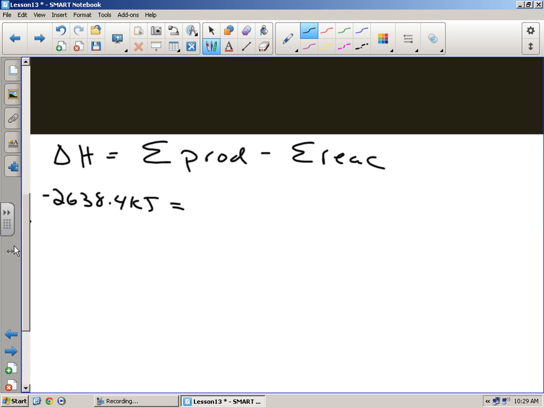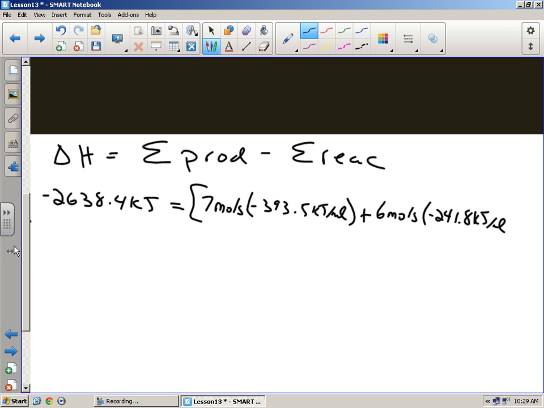It is, what did I say here? 7 carbon dioxides. So let's put that in there. 7 moles of carbon dioxide. And the heat of formation of carbon dioxide, of course, from the data booklet is a negative 393.5 kilojoules per mole. And, of course, I need 6 water gases. And 6 water gases, of course, is, let's see, negative 241.8 kilojoules per mole. Okay? That's the products, right?